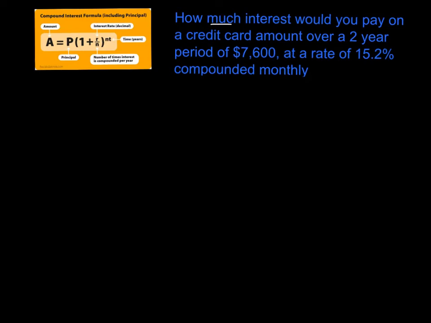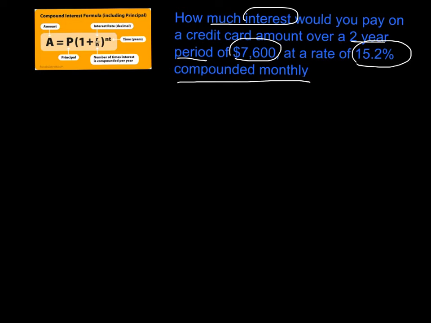How much interest would you pay on a credit card amount of $7,600 over a 2-year period at a rate of 15.2% compounded monthly? There are 2 parts to this question. In this case, we're not necessarily trying to find out the total amount to pay back. We only want to find the interest. But first, to use the formula, we need to find out the amount.